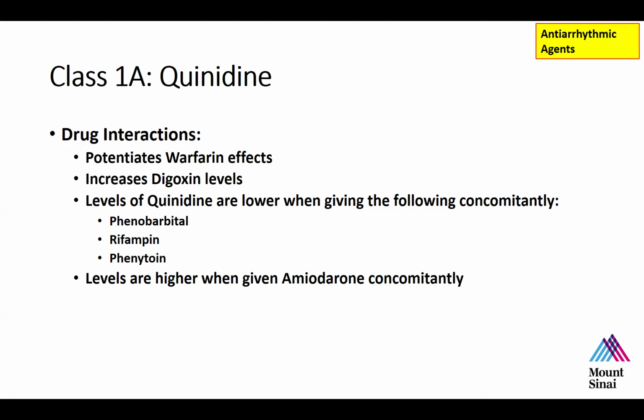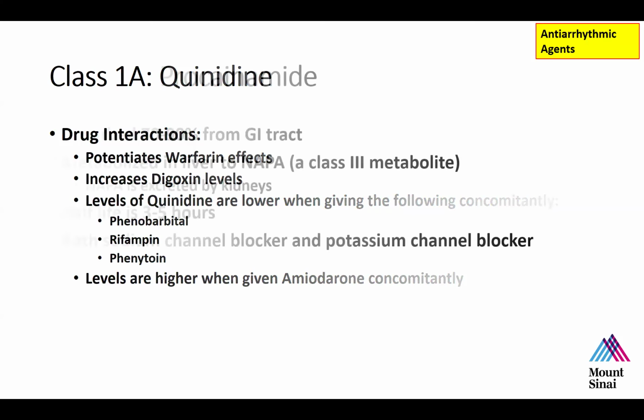Now, the following agents can lower quinidine levels: phenobarbital, rifampin, and phenytoin, because of the cytochrome P450 pathways. And levels are higher when amiodarone is given with quinidine. I've never used that combination, but one needs to adjust your quinidine levels down.